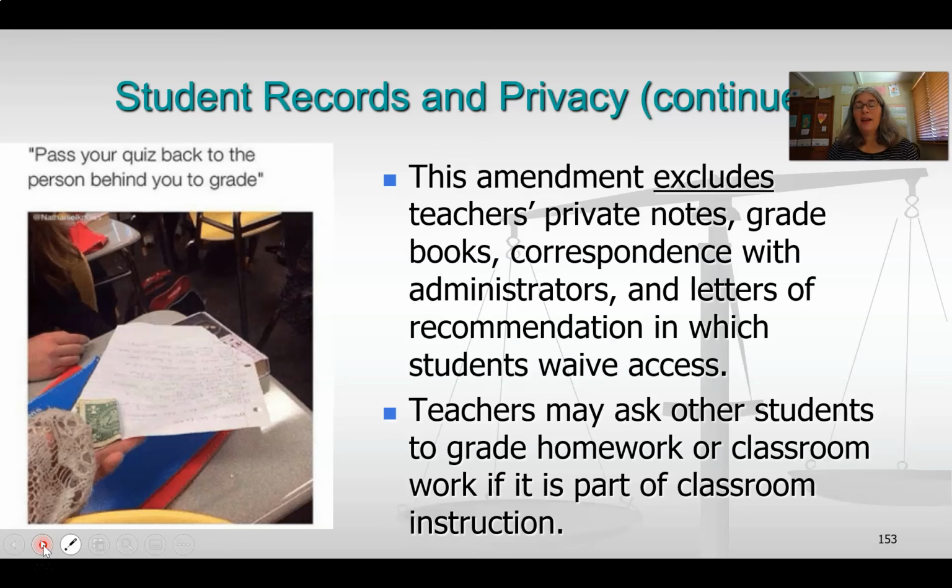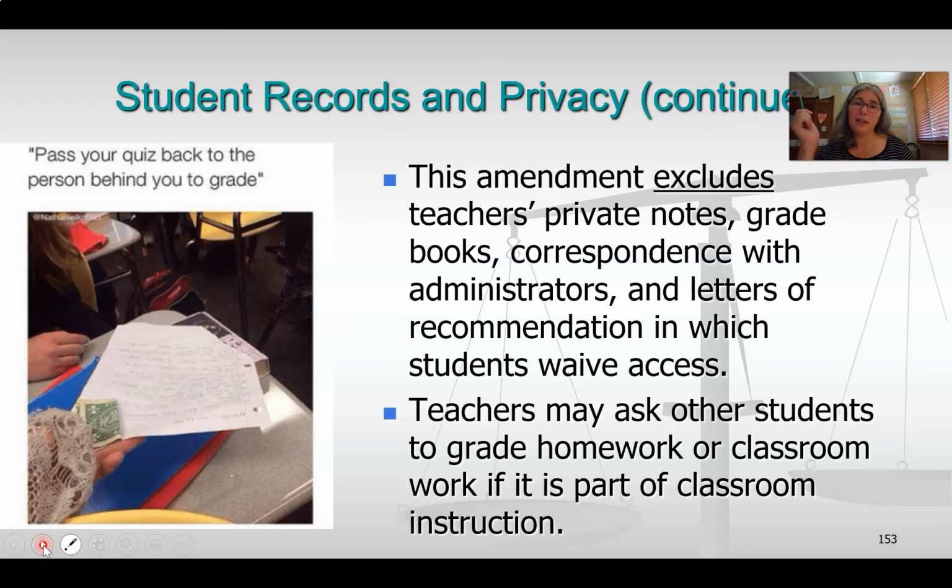Also, FERPA means that I'm not to publicly post students' grades. So back when I went to school, after you would have a test, they could put a piece of paper up on the wall and I could look and see Mindy got a 92% and everybody else in the class could see it too.